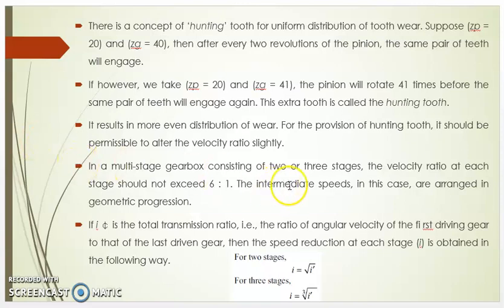The intermediate speeds in this case are arranged in geometric progression. If I dash is the total transmission ratio, that is ratio of the angular velocity of the first driving gear to the last driven gear, then the speed reduction at each stage, that is I, is obtained in the following way. For 2 stages, I is equal to square root of I dash. For 3 stages, I is equal to cube root of I dash.